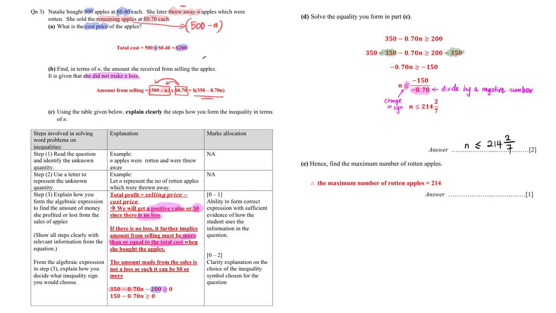So what's the maximum number of rotten apples for this n? N must be less than or equal to 214 and 2 over 7. So the maximum will be 214.